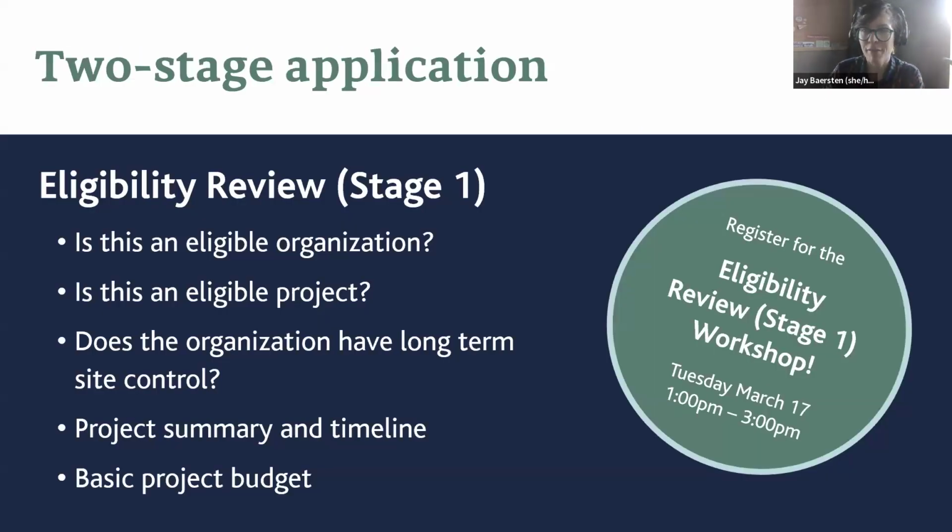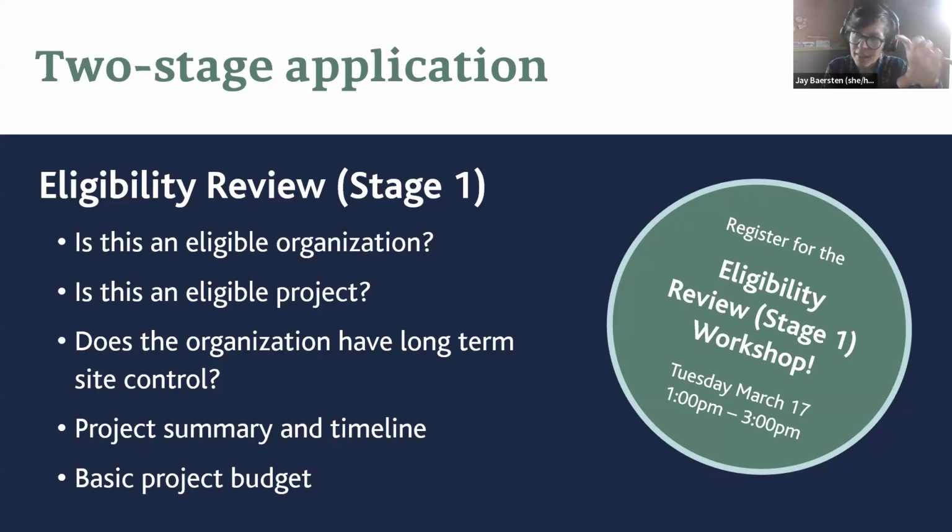As I mentioned, we have some more in-depth workshops coming up. So we will do a more in-depth application walkthrough for the eligibility review. The eligibility review is designed to help you determine whether the Heritage Capital Projects program is the right fit for your project. Are you an eligible organization with an eligible project? Do you have long-term site control? We do need that confirmed before you proceed. And then give us a general summary, timeline, and budget of your project so we get a sense of what you're thinking and what you're planning.